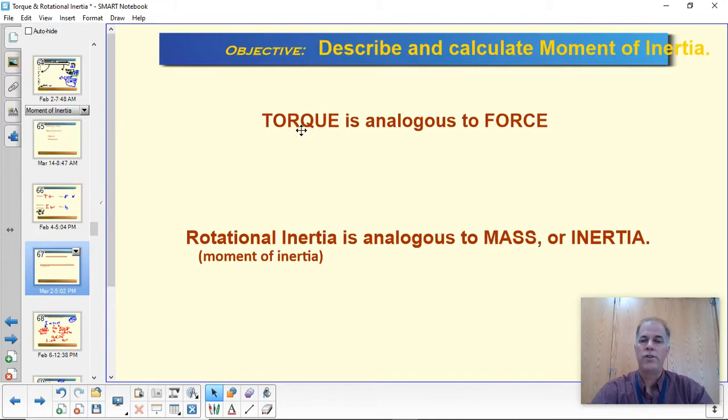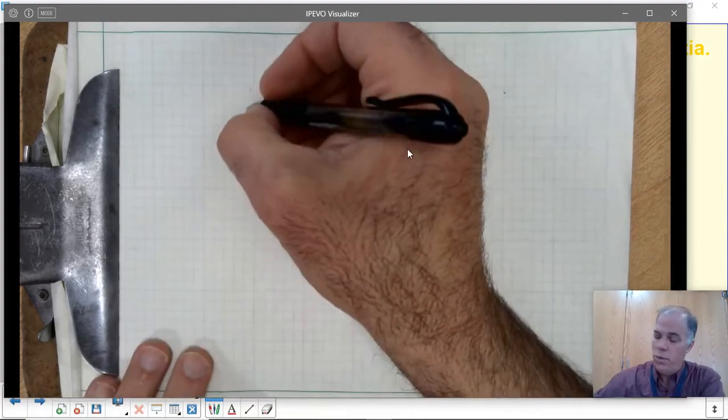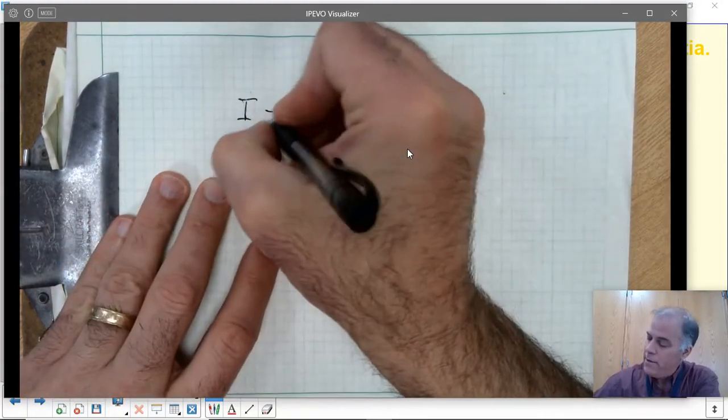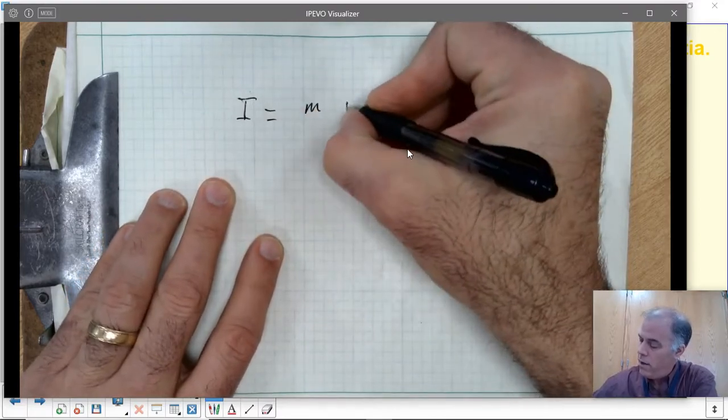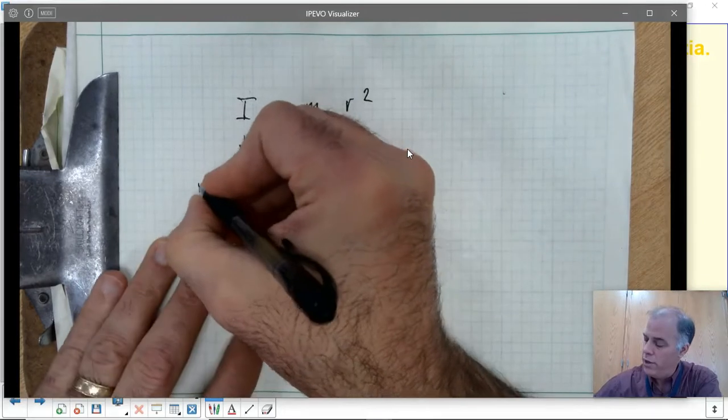Okay, so again, torque is analogous to force. Rotational inertia is analogous to mass or inertia. The basic equation for rotational inertia is this one right here. I is equal to mr squared. All right, and I is the rotational inertia.